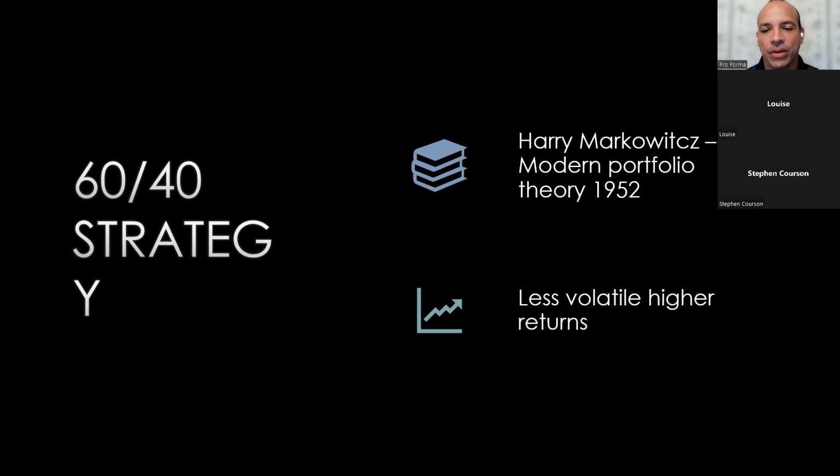And what he came up with in 1952 is, why don't we buy 60% in equities and 40% in bonds? And so what ended up happening is that you had less downside and a higher expected return. That doesn't mean that it always happens, right? But it tends to be the expected value.